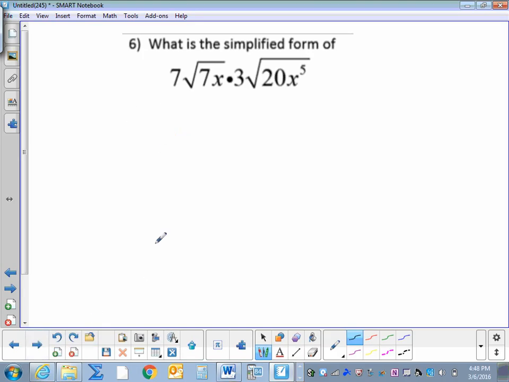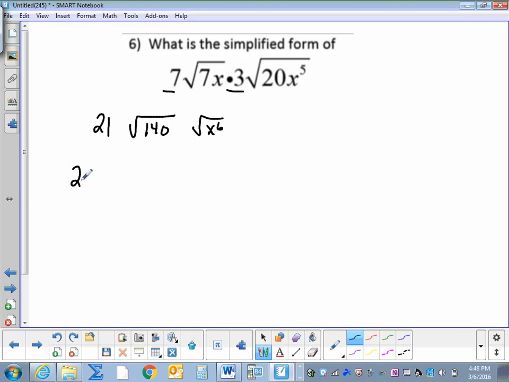And one more. What is the simplified form of 7 times the square root of 7x times 3 times the square root of 20x to the 5th? So let's multiply the numbers on the outside. 7 times 3 is 21. Let's multiply the numbers under the radical. 7 times 20 is 140. Put that under the radical. And we also have the square root of x times the square root of x to the 5th, which is the square root of x to the 6th.